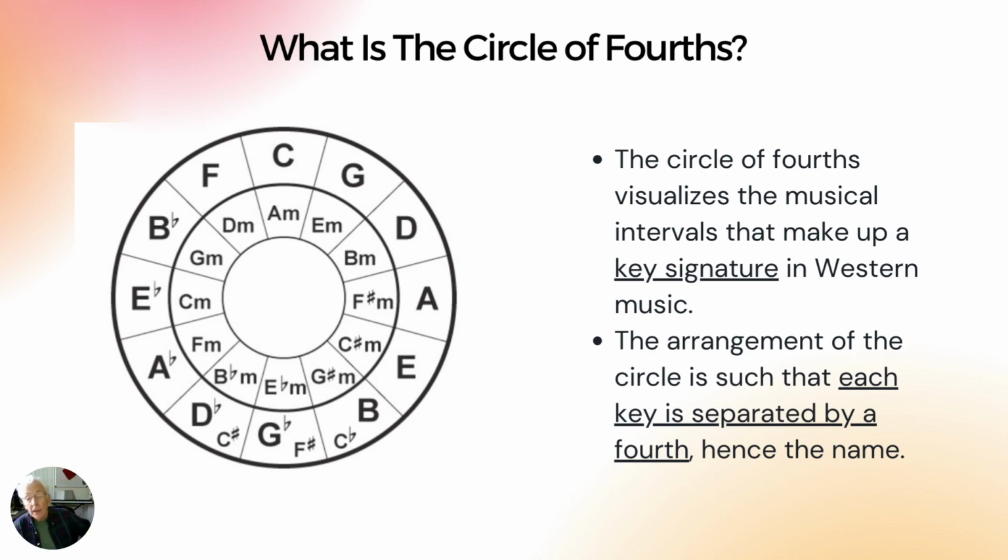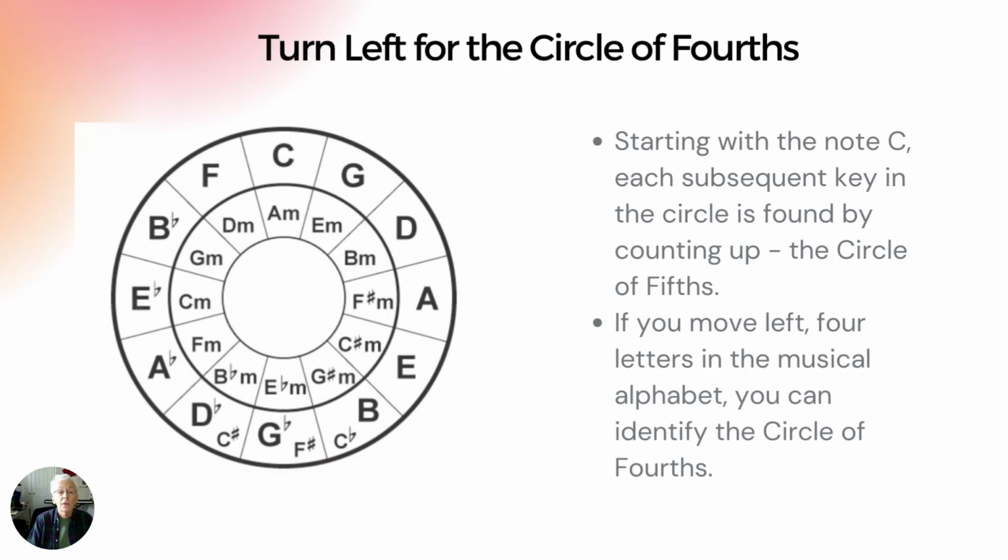The arrangement is a circle. Each key is separated by a fourth, and that's why it's called the circle of fourths. So we go left for the circle of fourths. You may have heard of the circle of fifths. Well, very simply, the way we explain that is the circle of fifths, as you notice, goes right.